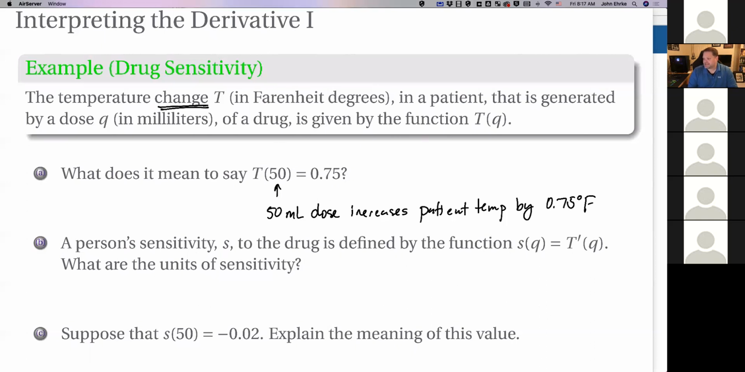And a person's sensitivity to the drug is how quickly that change occurs. So the rate of change of that temperature change. So the sensitivity function here is simply the derivative of this function that we looked at before. So my question is, what are the units of sensitivity here? So S of Q equal to T prime of Q. What are the units?